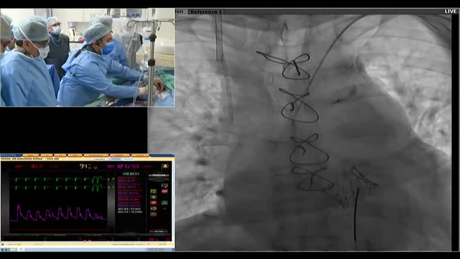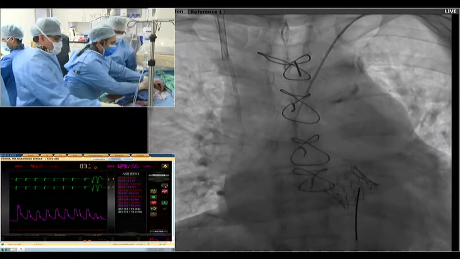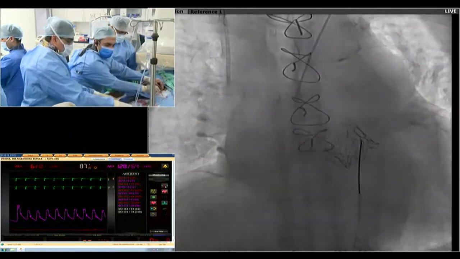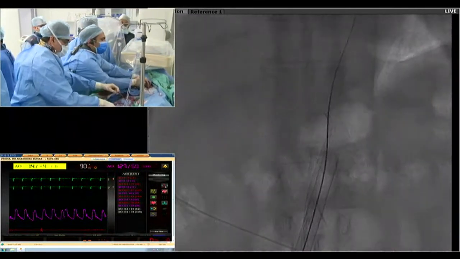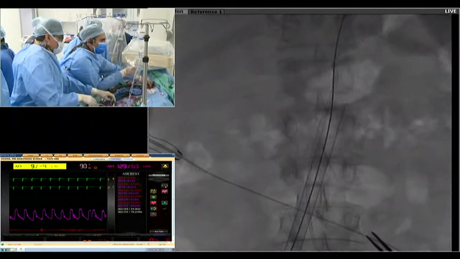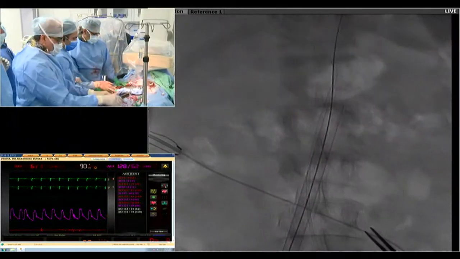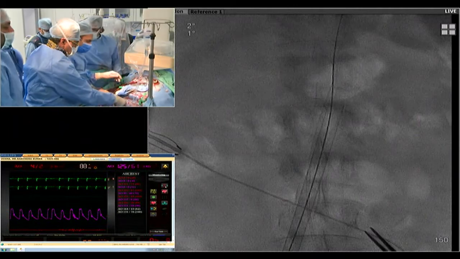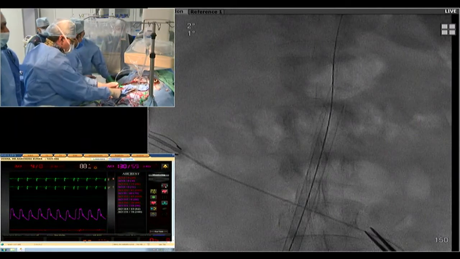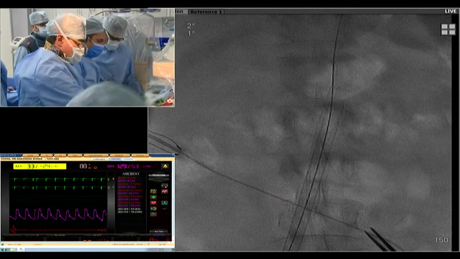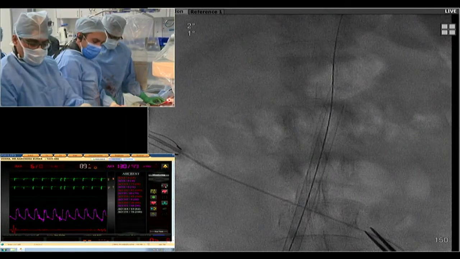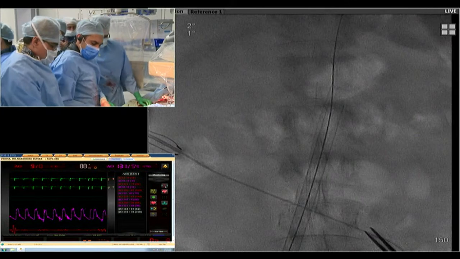So show me the groin. Groin, pelvic vessel. We'll leave one there. May I ask for the sheath size? Femoral angiogram. 22 or 24 French? So this is a 22 French sheath. Give me a dilator, please.